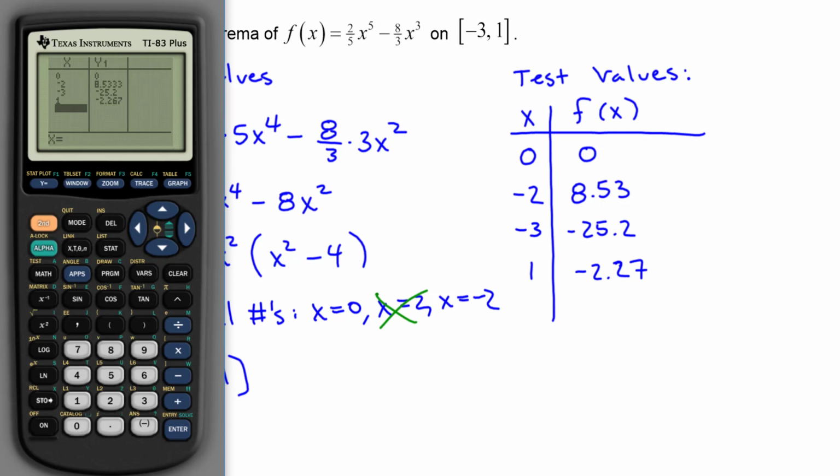So, looking at these y values, what I can determine is the biggest overall is 8.53. This is my absolute maximum on this interval. So of all the y values of my function, this is the largest on this interval. Then also the minimum value is this -25.2. So that is my absolute minimum value on the interval. So let's take a look at the function, see the interval that we're concerned with, and just make sure this all works out the way we expect it to.